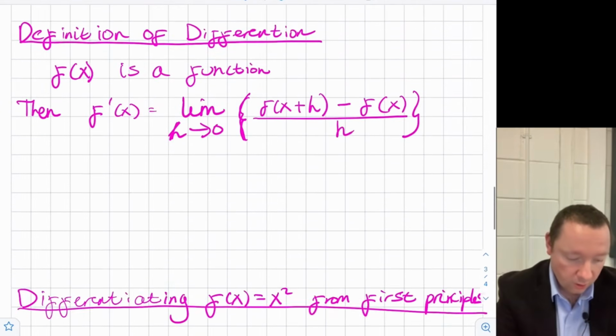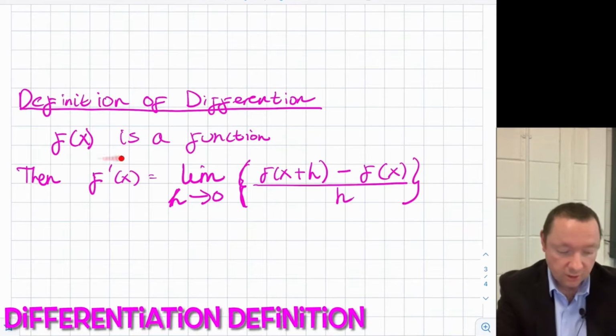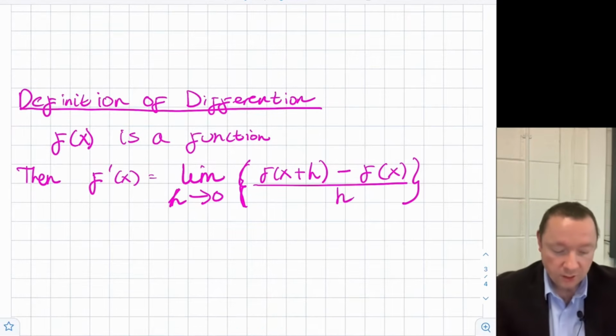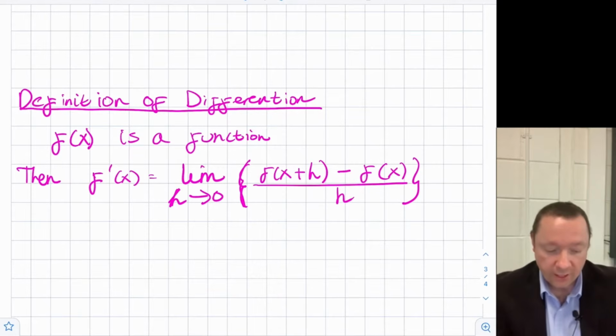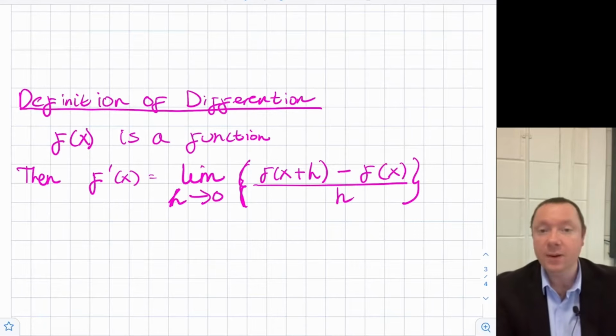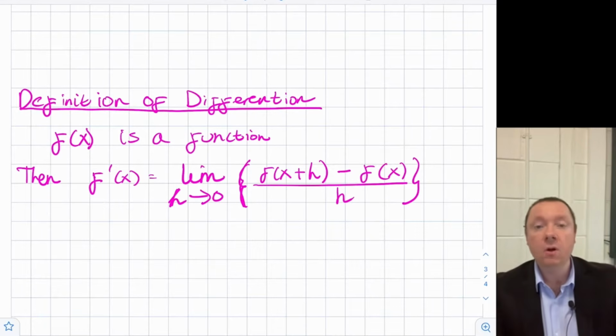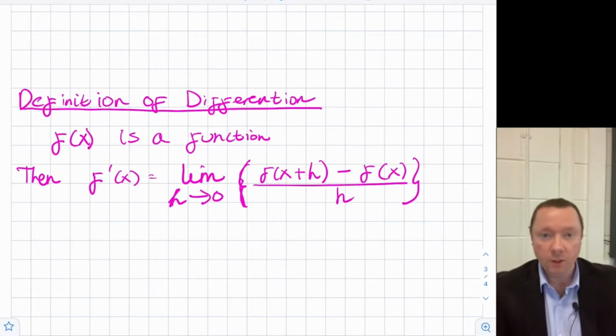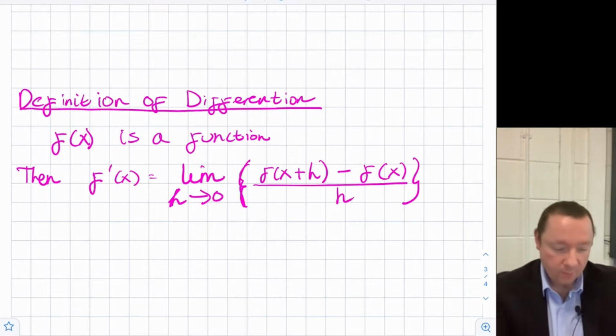So in other words, our definition of differentiation, for f of x being a function, is f dash x equals the limit as h goes to 0 of f of x plus h minus f of x all over h. Vertical over horizontal, but as h goes to 0 to make it a tangent. And we can use that now to differentiate any function we want. Let's differentiate x squared and see what happens.